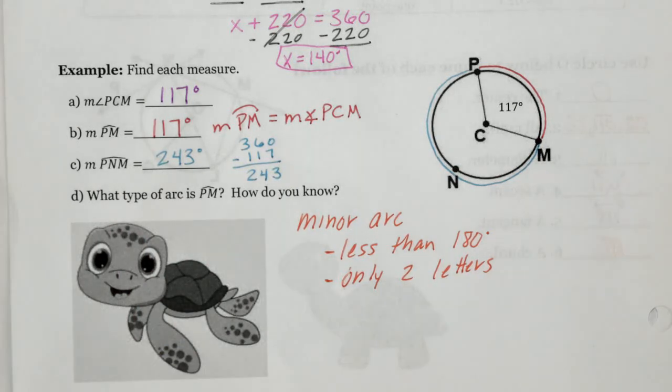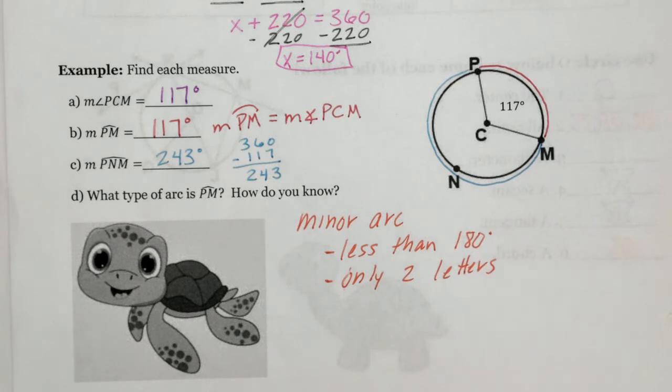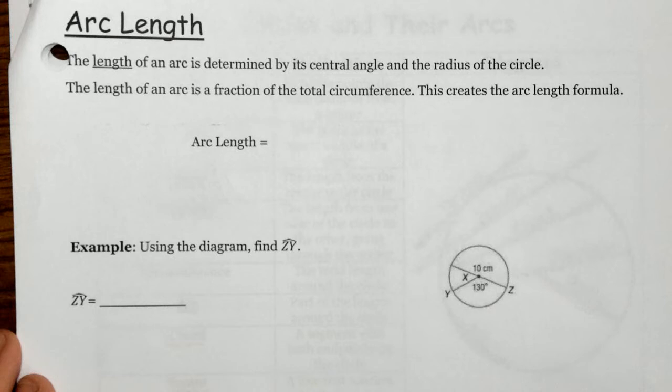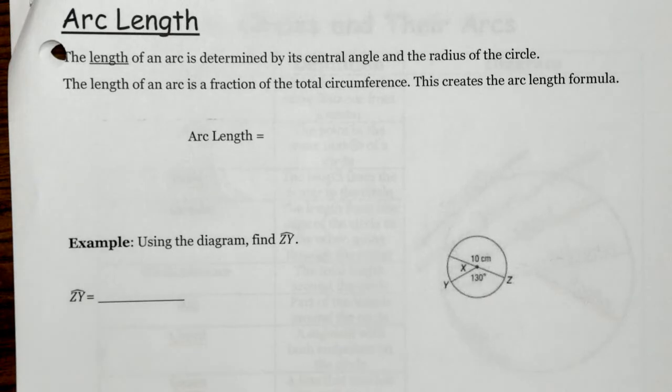So arc measure, degrees, this 360, focusing on those central angles. Or I might give you the arc and I want the central angle. Still the same exact thing. So let's talk about arc length now. Your arc length is going to be measured in inches, centimeters, things like that. So things are going to change, like I said.